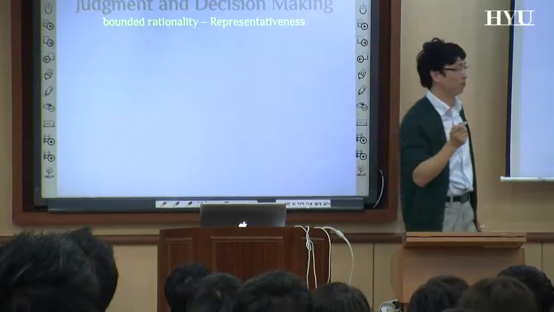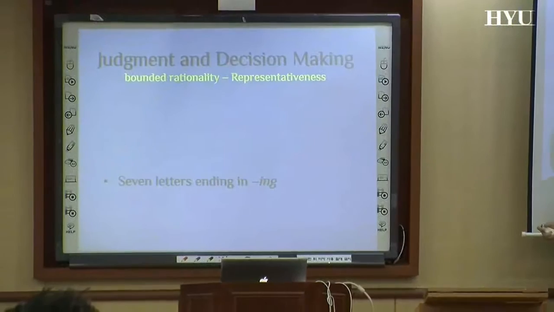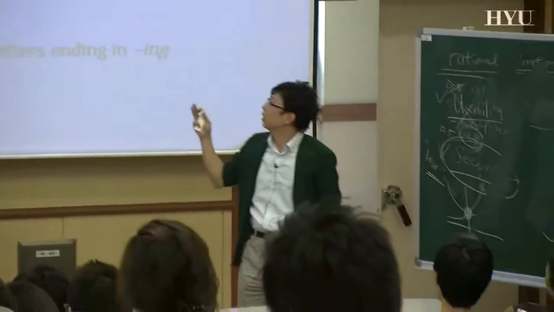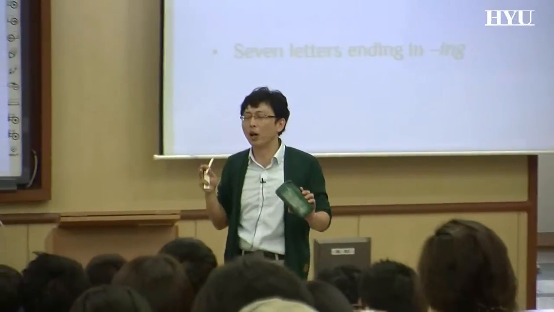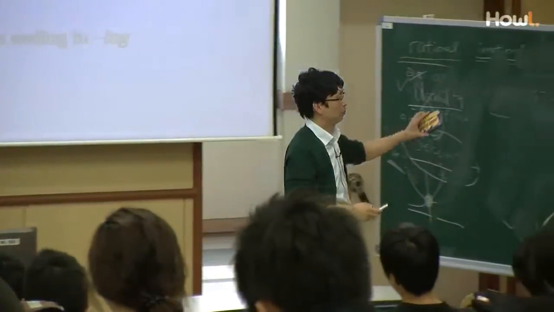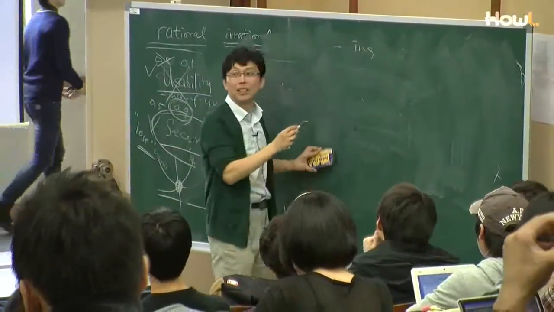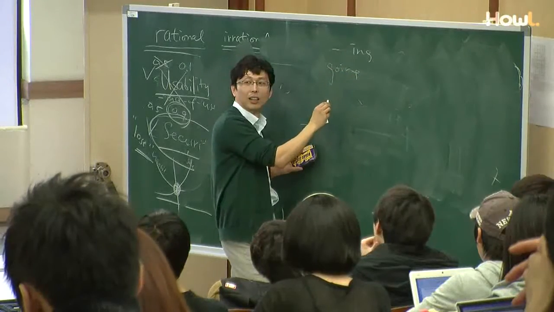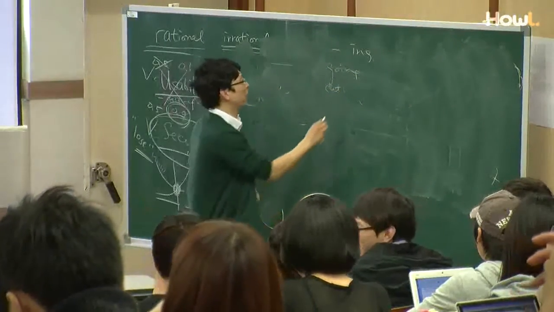Very simple. Seven letters ending in ing. Can you tell me? You have to let me know what word is ending with ing. Going. Okay. Eating. Swing. Okay.